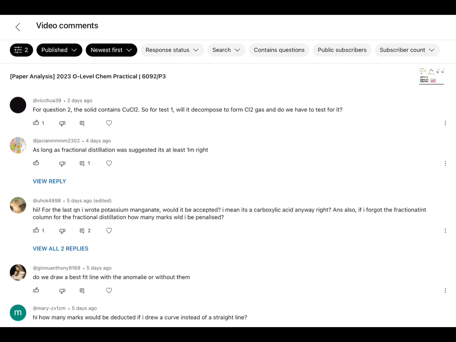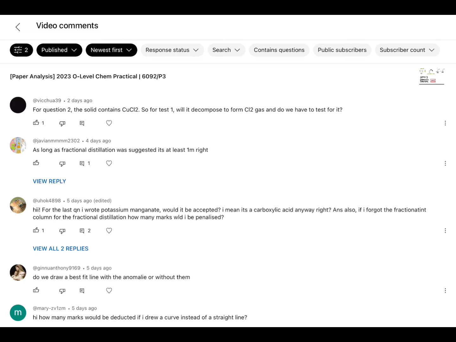For copper 2 chloride, I think if you heat it strongly enough, it would melt before it actually decomposes. That I'm not sure. I need to check the melting point and the decomposition temperature. But under the Bunsen flame, what I'm quite sure is that your copper 2 chloride does not decompose to form chlorine gas.